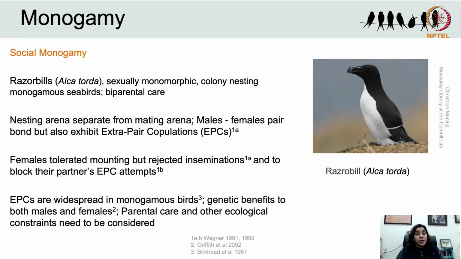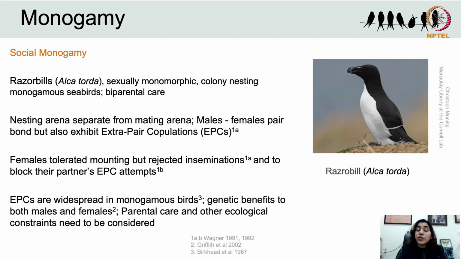Now, extra-pair copulation is widespread in monogamous birds, providing the opportunity to maximize mating for males and offering genetic benefits by mating with better quality males and insurance against infertility of the social partner for females. A study by Griffith et al. conducted genetic analysis on more than 150 bird species, and it shows evidence of extra-pair paternity in 86% of the species examined. Now that's a very large number. So these birds were socially monogamous but not genetically monogamous.